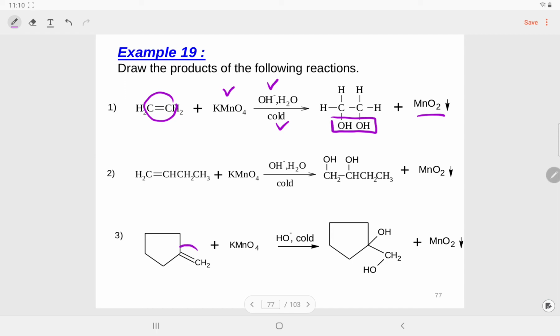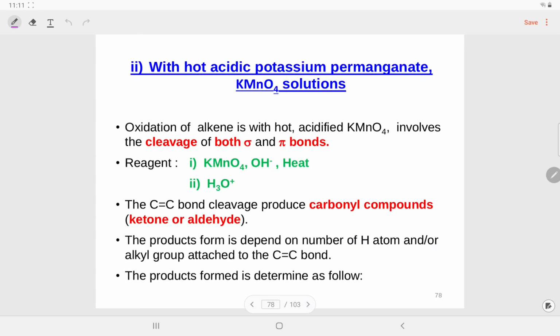Similar for another case. If it is a cyclic compound, no problem, the reaction still occurs at the carbon double bond. The double bond will become single, and we just add 2 OH groups, and the side product MnO2 precipitate forms. So how about in hot condition, where we supply heat? In hot condition, you must write your reagent with step numbering. Number 1 involves only potassium permanganate solution, basic condition and heat. Number 2 is followed by H3O+. This writing is compulsory when you write a chemical equation.